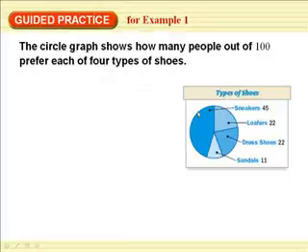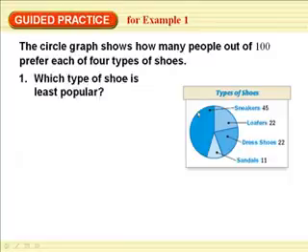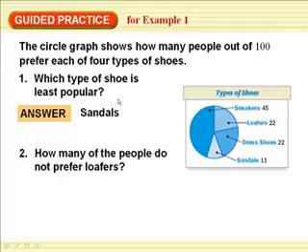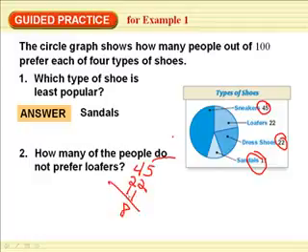So in the guided practice, the circle graph shows how many people out of 100 prefer each of 4 types of shoes. Which type of shoe is the least popular? A lot of times in circle graphs, I just look at the size of the pie. This one right here, sandals, is the least popular because it's got the smallest piece of the pie. How many people do not prefer loafers? That means everything but loafers. So do not means sneakers, dress shoes, sandals. So we add those numbers up. I go 40, 45, 22, and 11. That'd be 78. 78 people do not prefer loafers.